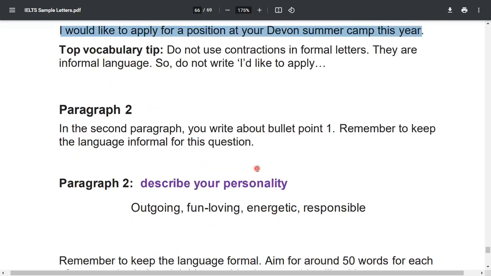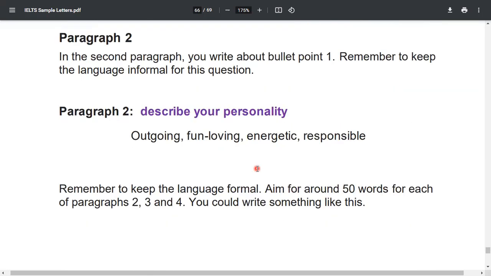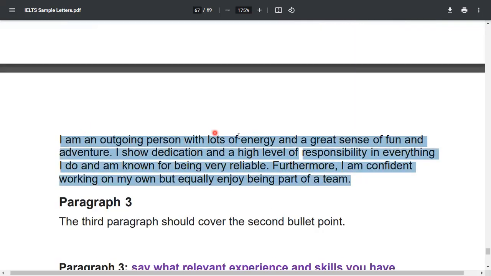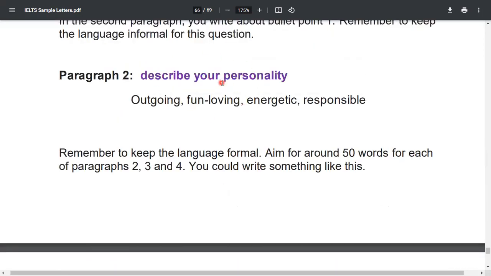For the first question, describe your personality, let's see the answer. I am an outgoing person with lots of energy and a great sense of fun and adventure. I show dedication and a high level of responsibility in everything I do, and I'm known for being very reliable. Furthermore, I am confident working on my own, but equally enjoy being part of a team. It's an amazing answer for the first question.